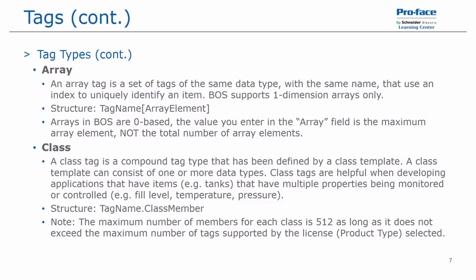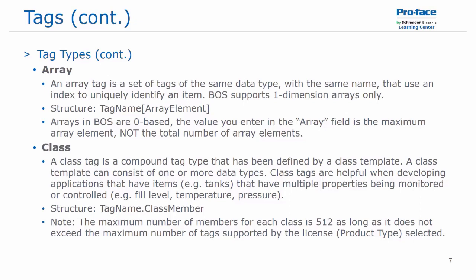And note that the maximum number of members for each class is 512, as long as that does not exceed the maximum number of tags that are supported by the license or product type selected for the application. And to learn more about that, please refer to our Licensing the Software tutorial video. Additionally, for classes and arrays, that maximum number of characters of 255 for the tag name comes into play here. So let's say that you have a tag that is configured as an array class.